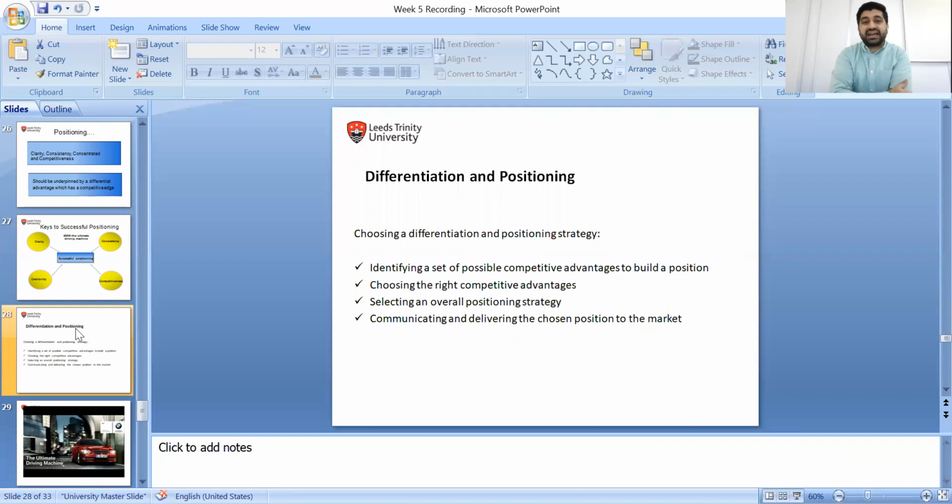Differentiation and positioning. Choosing the differentiation and positioning strategy basically identifies a set of possible competitive advantages to build a position, choosing the right competitive advantage, selecting an overall positioning strategy, and communicating and delivering the chosen position to the market.